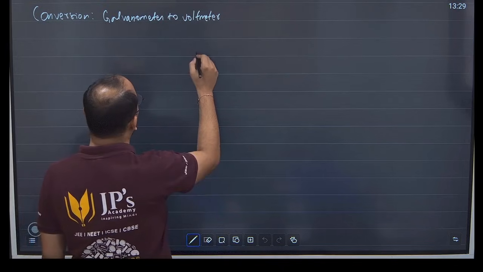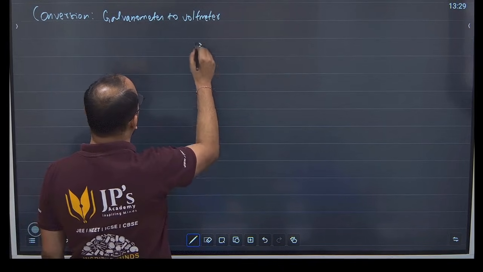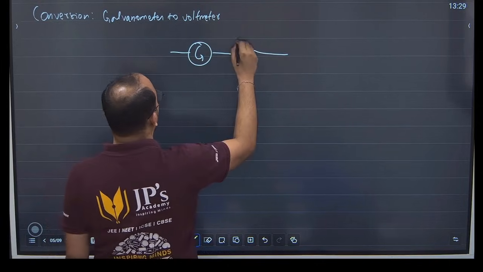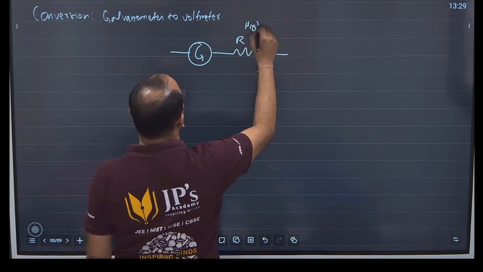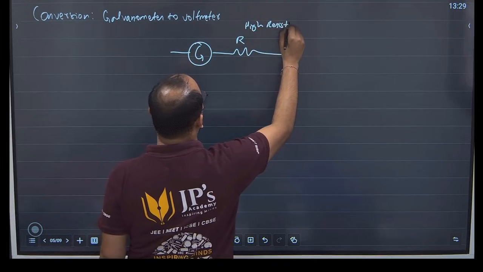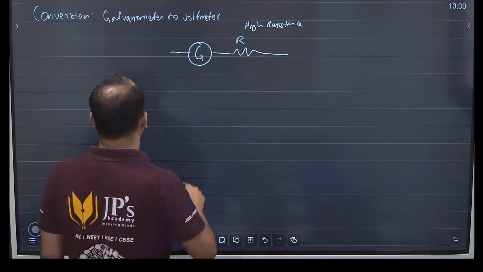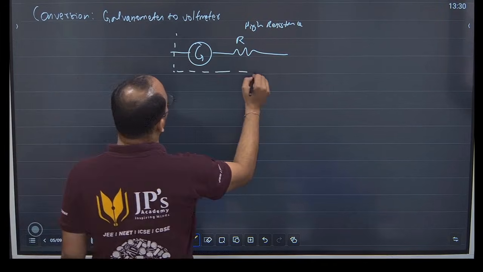So what we do is galvanometer को हम resistance, high resistance in series लगाते हैं. Okay, I let capital R. This is high resistance. Okay, it's not a lower value like shunt. Shunt is a smaller value resistor. Okay, this is a higher value resistor. और ये जो पूरा डिवाइस है इसको बोलेंगे हम वोल्टमीटर.